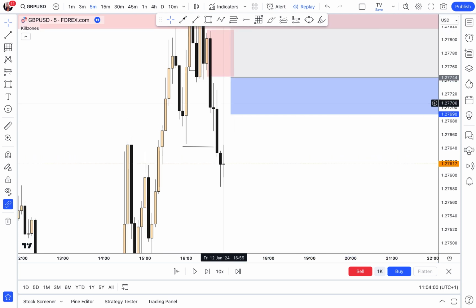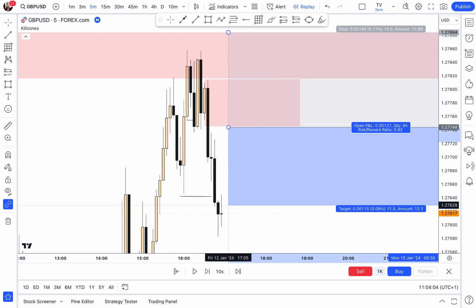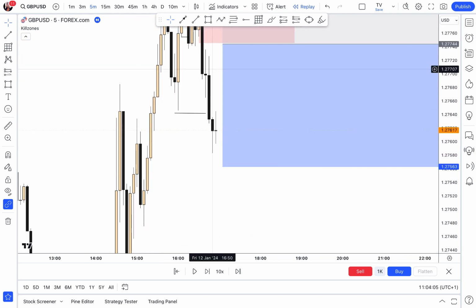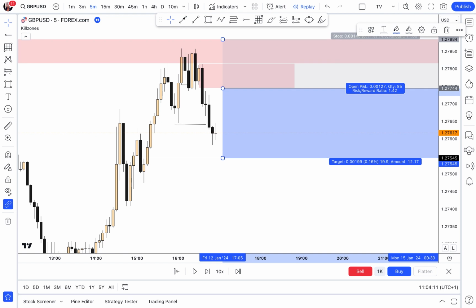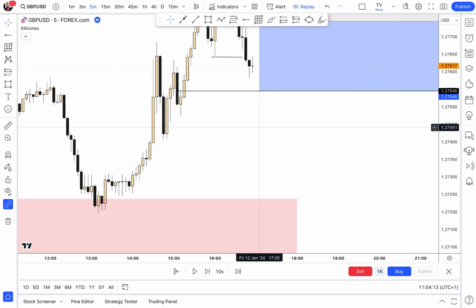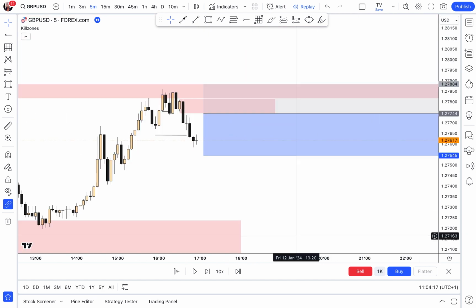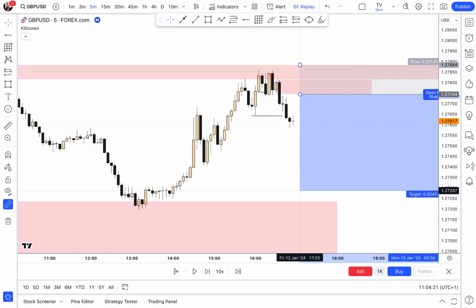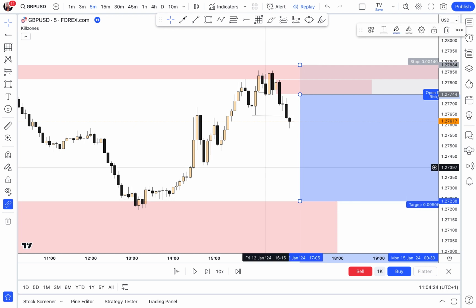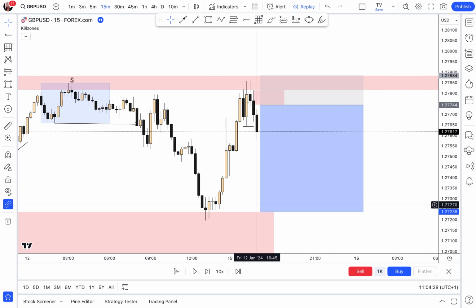So we are expecting price to come back up here to mitigate this level of demand. And for take profits, this is the first zone I'll be looking at. This is about 19 pips. That is quite low. That's not a good one. I won't be taking profit at that level, because our risk to reward should be at least 1 to 3 or 1 to 5. Let me see what we have on the higher time frame.